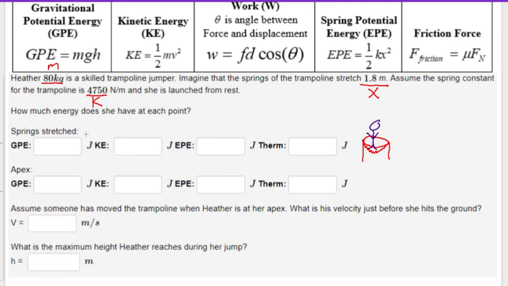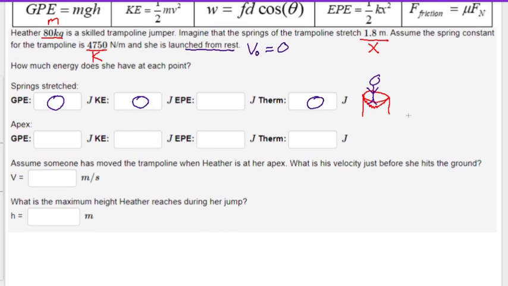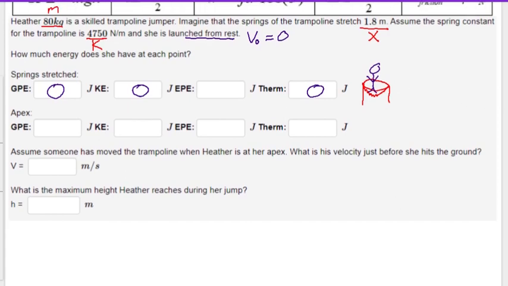So when the springs are stretched, we're going to assume that the trampoline's height is 0. So there's not going to be any GPE at this point. We're also going to assume, since it doesn't mention anything about air resistance or friction, that there's no thermal energy as well. It tells us that when it is stretched, she is launched from rest. So rest meaning that our initial velocity is just 0. If the initial velocity is 0, then our kinetic energy is 0. Therefore, all the energy in the beginning should be EPE.